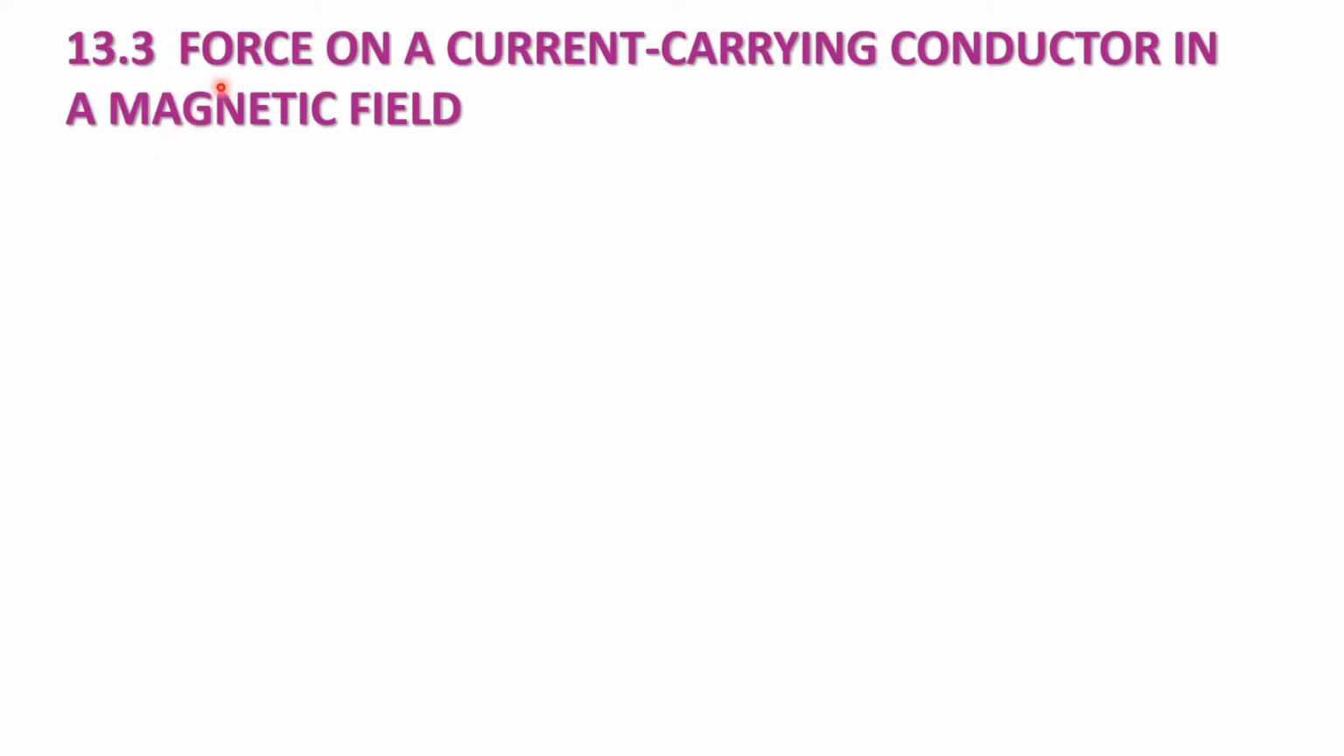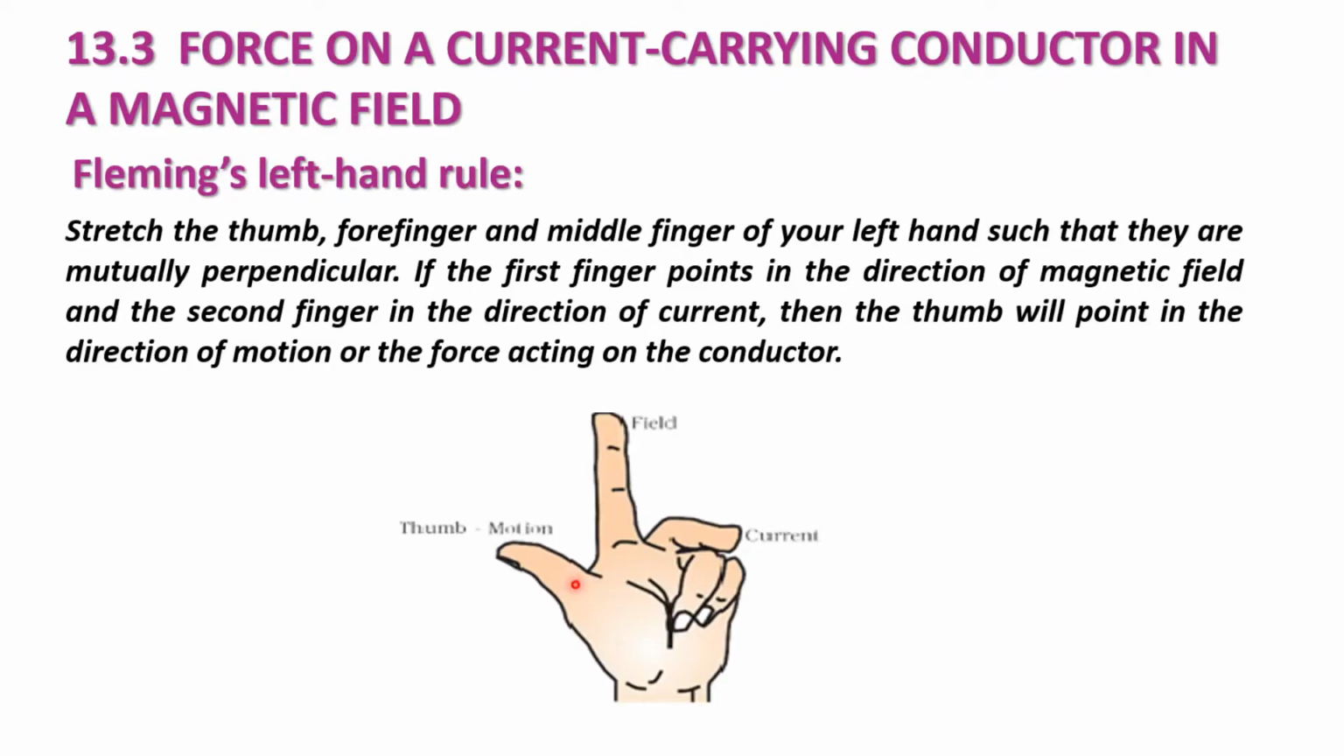Our first topic will be the force on a current carrying conductor in a magnetic field. First we are going to see Fleming's left hand rule. Stretch the thumb, forefinger, and middle finger of the left hand. Left hand is very important. It should be only of left hand, such that they are mutually perpendicular. All the three are perpendicular to each other.